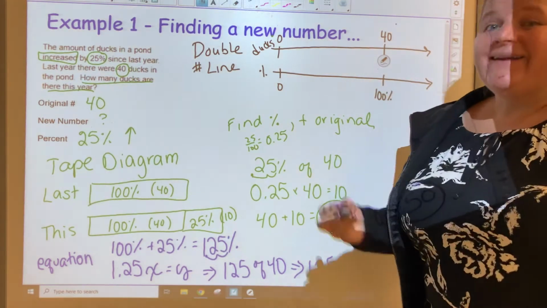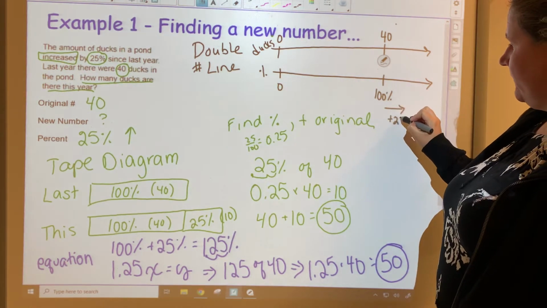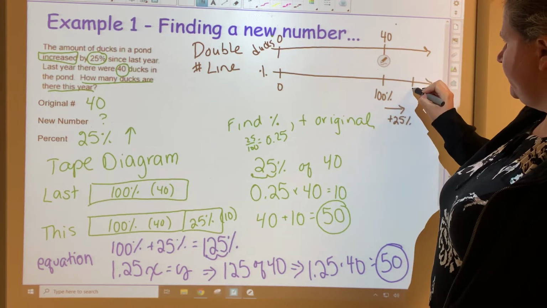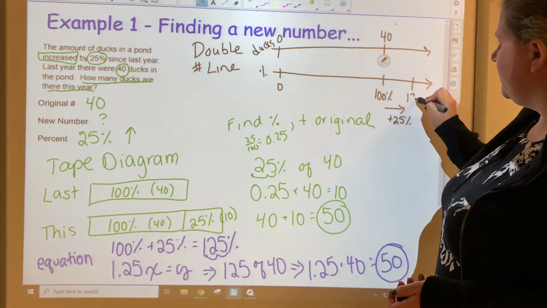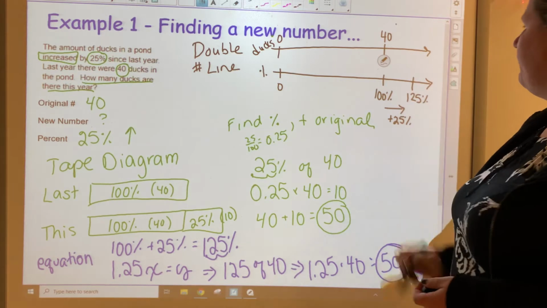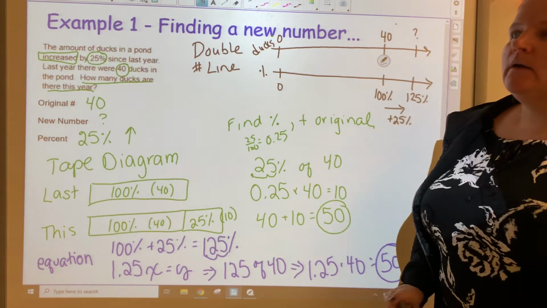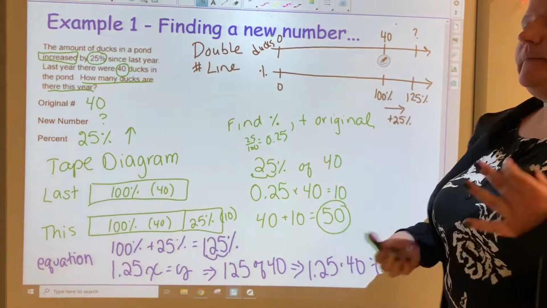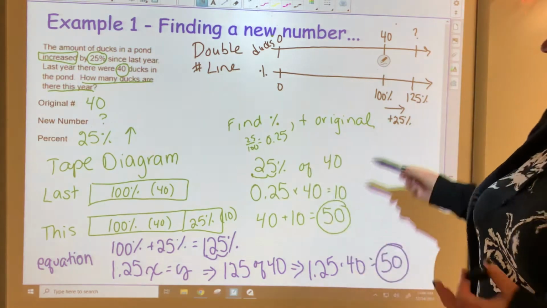Okay. It's increasing by 25%, so I'm going up 25%. So if I have 100% and I go up 25%, that means I'm at 125%. Okay, so I'm going to try to figure out what number goes up there. At the bottom, I can see I'm jumping up by 25%, so I need to make jumps of 25%.